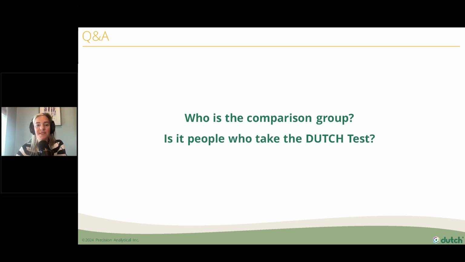Okay, next question. Who is the comparison group? Is it people who take the DUTCH test? So, yes, our comparison group, when we look at those slider bars, the population percentile is based upon looking at the population of testers who've come through our lab. As I mentioned, there's a large number in that population now. We get healthy individuals, we get people who are probably on the far ends of the spectrum, but reference ranges and those population percentiles are based upon that bell curve that you typically see within a population when you test for anything. So we set those up the same way that any lab would be, setting those values.